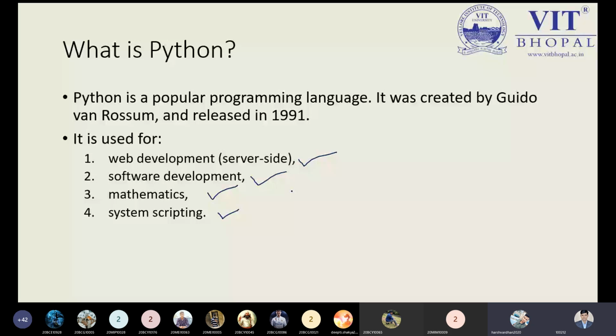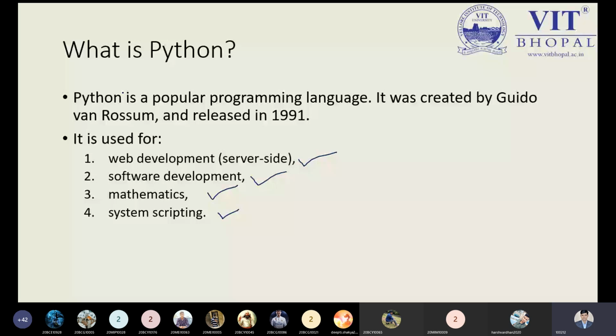Can you tell something more about system scripting? System scripting means what happens when you need to write code for system programming. System programming means you can read instructions from the core hardware part, and it will help you. So it is talking about low-level programming, especially. Okay. Okay, sir.